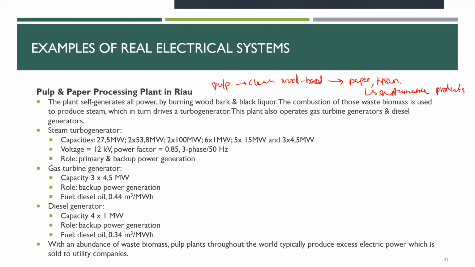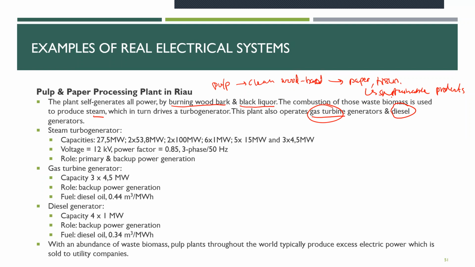The plant self-generates all its power. In this case, there is no imported power, because the on-site generators developed in this plant already fulfill the electrical demands of this pulp and paper processing plant. The self-generated power is produced by burning wood bark and black liquor. The combustion of this waste biomass produces steam, which drives turbo generators. These plants also operate gas turbine generators, so there are two types of generators: the first is the gas turbine and the second is the diesel generator.